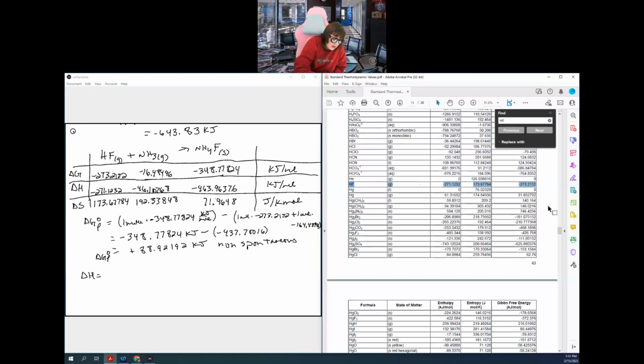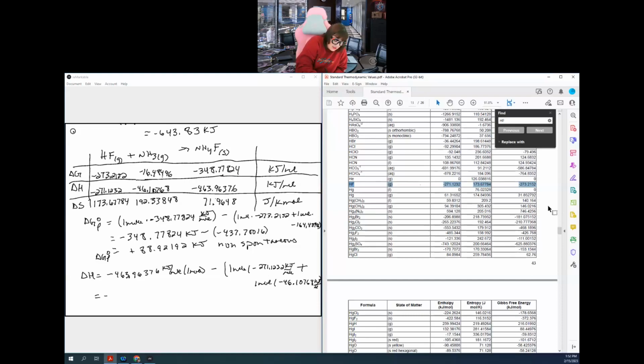And again, we're talking products minus reactants. So negative 463.96376. And that's kilojoules per mole, and there's 1 mole. We'll subtract this quantity, 1 mole times the negative 271.1232 kilojoules per mole plus 1 mole times negative 46.10768 kilojoules per mole.